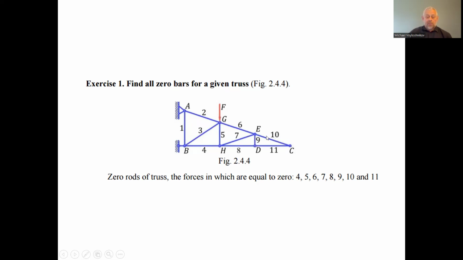Consequently, as rods 9 and 10 are 0, the node E is not under the load. Rods 7 and 6 are zeros. Next, we can find that if those are zeros, the node H is not loaded, so 5 and 4 are 0. So the only loaded rods are 1, 2, 3. Rods 4, 5, 6, 7, 8, 9, 10, and 11 are zero rods, excuse me.